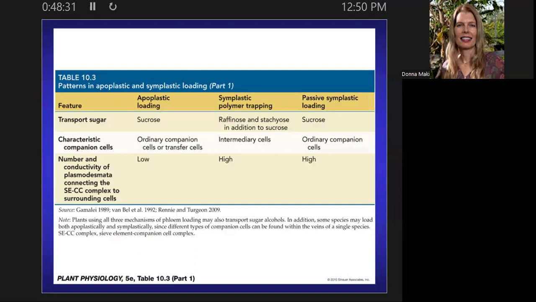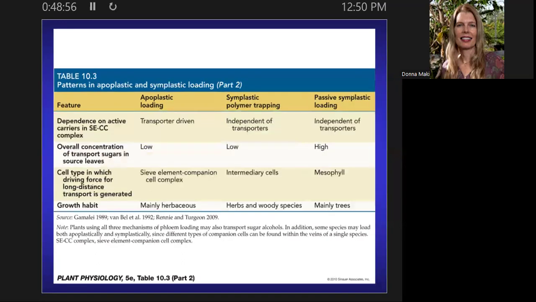There's different kinds of companion cells, by the way. I'm not going to get into that, but they actually could tell the difference. There's different types of companion cells, and so they were able to track what's going on there. And so, okay, this is just apoplastic versus symplastic or passive. They were coming up with physical data to support whether or not there's going to be an apoplastic or symplastic method.